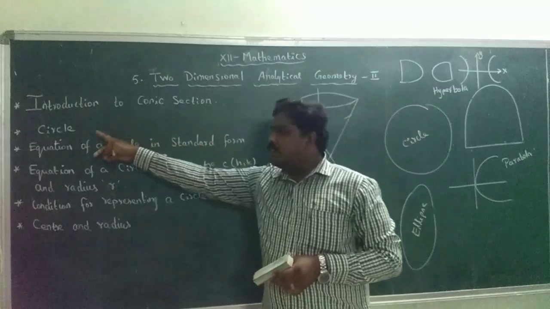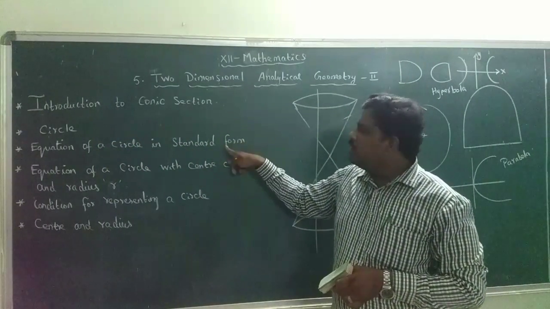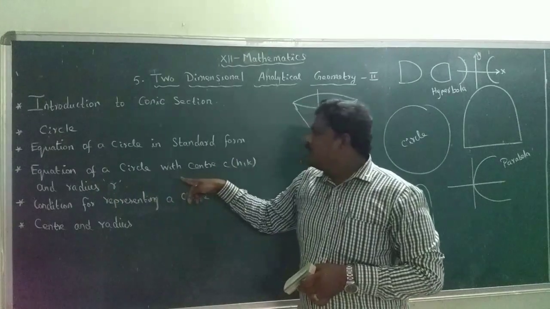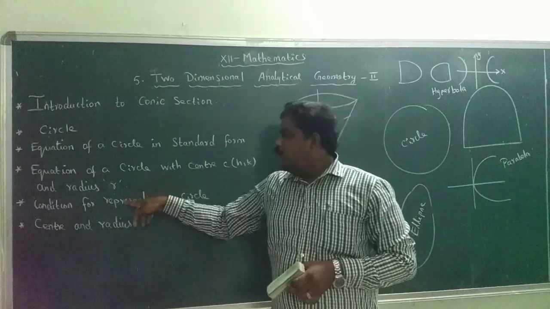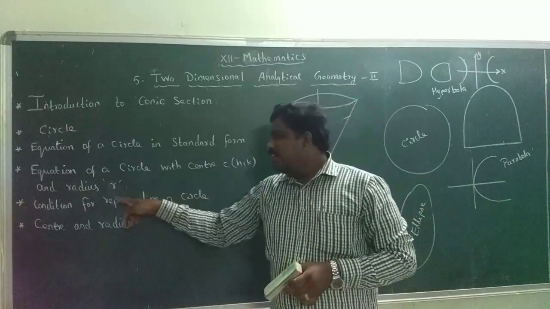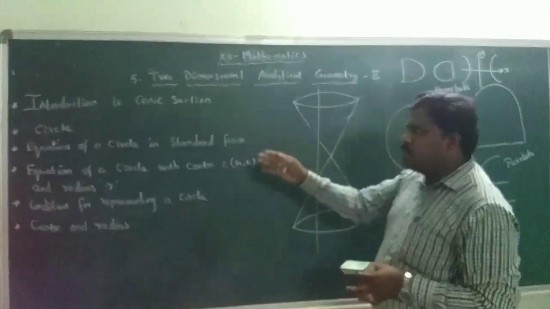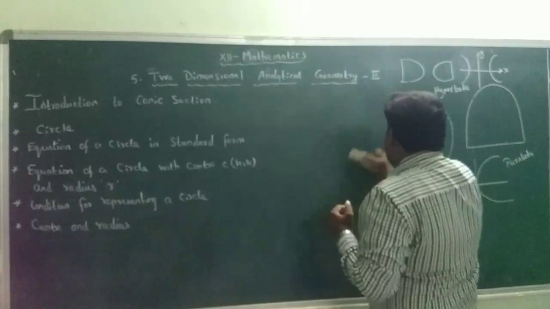So what is meant by circle? What is the equation of circle in standard form? How is it obtained? What is the equation of circle with center (h, k) and radius r? What is the condition that the equation represents a circle? How can I get the center and radius of a circle? This is what we are going to discuss now. So the first one is circle.